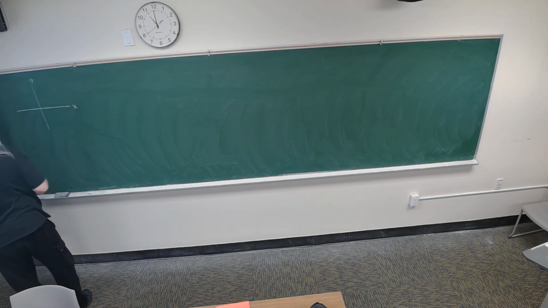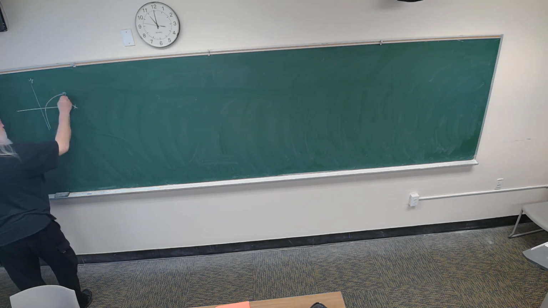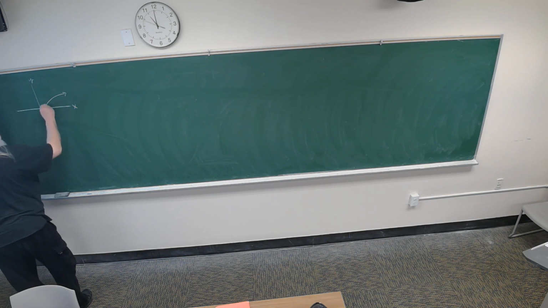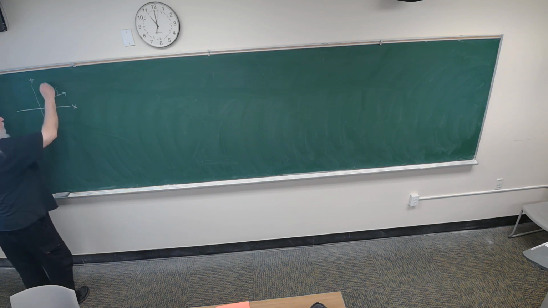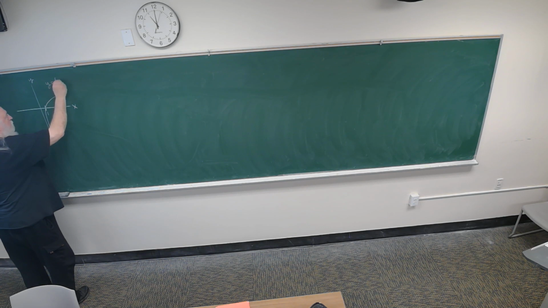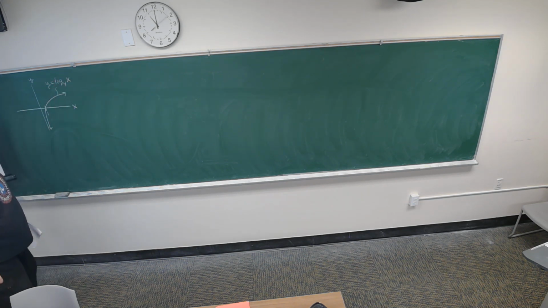So just for kicks and giggles, let's draw the basic log function in base 4. We know it's going to look like this. It crosses the x-axis at x equals 1. The y-axis is the vertical asymptote, and it goes up and to the right forever. And so this is the graph of y equals log base 4 of x. And f of x here is the transformation on that function.